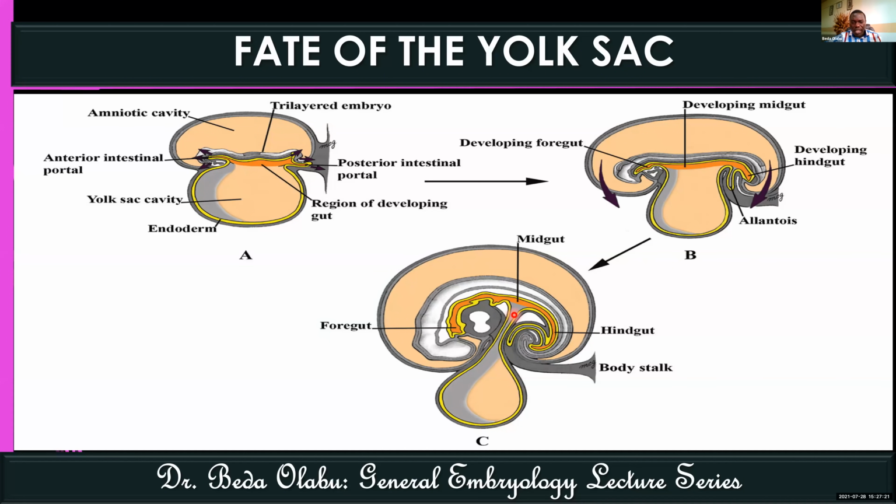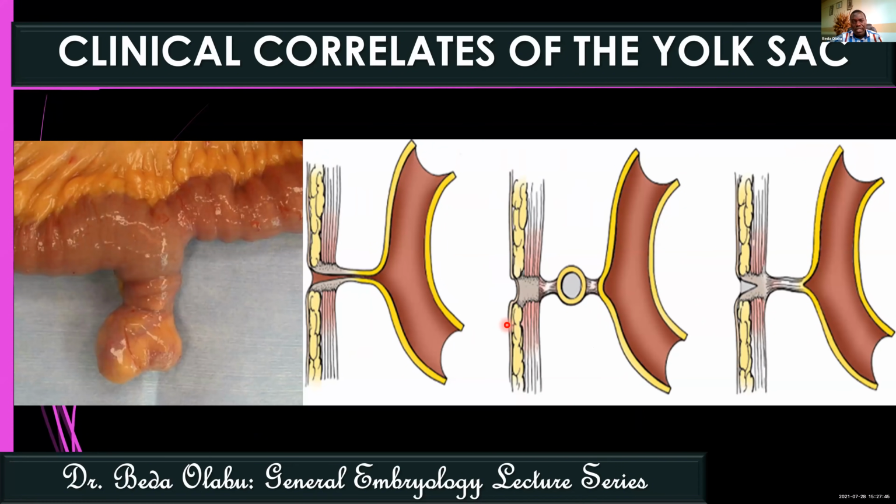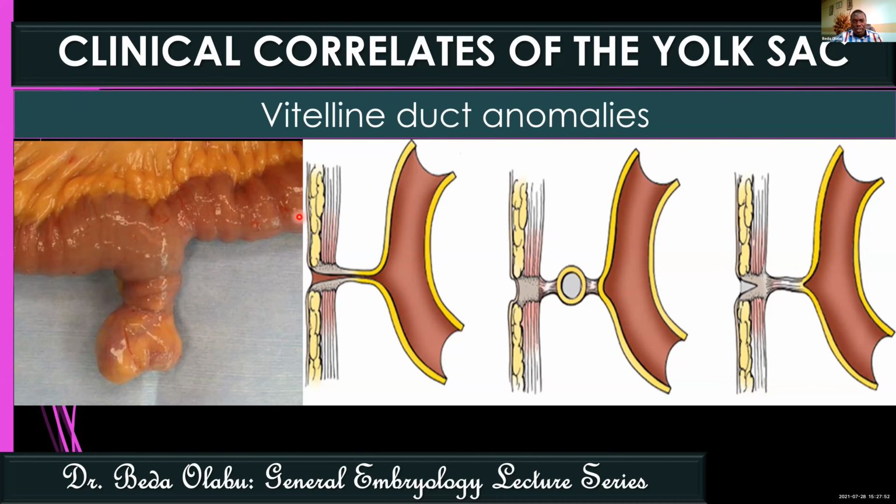Yet again, we appreciate that there's a connection between the yolk sac outside and the primordial gut. So that connection is what we call the vitelline duct. I've indicated to you that this vitelline duct should disappear. The persistence of the vitelline duct, failure of disappearance of the vitelline duct, therefore, would lead to a spectrum of malformations that we call vitelline duct malformations. And that brings me to, therefore, the clinical relevance of the yolk sac.